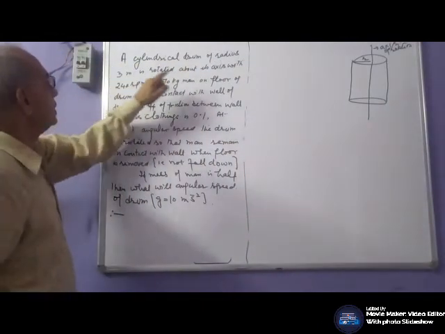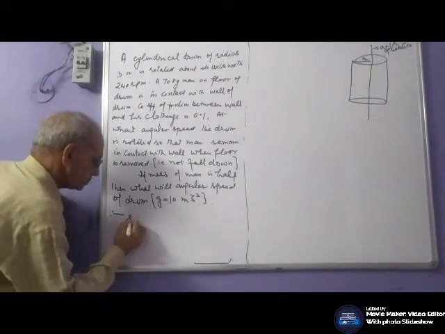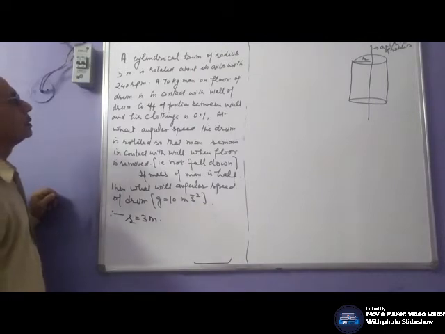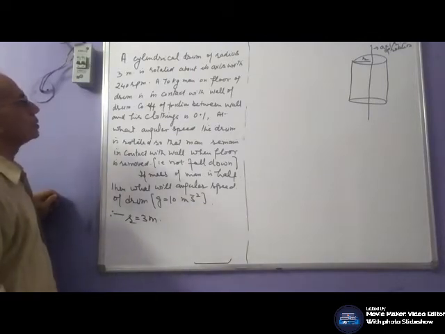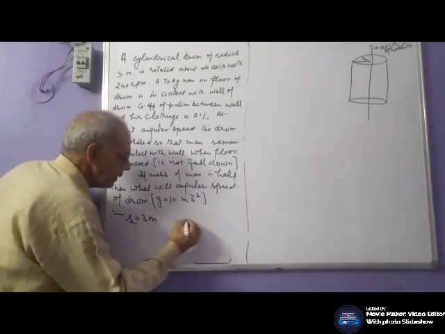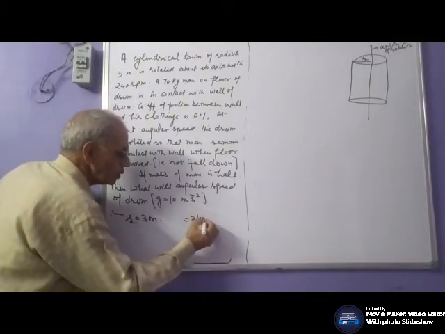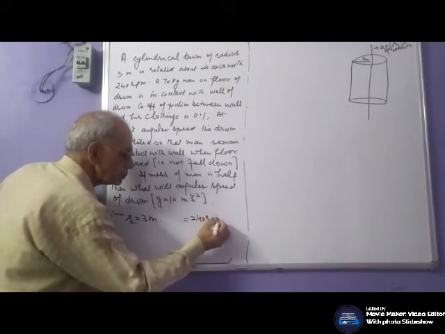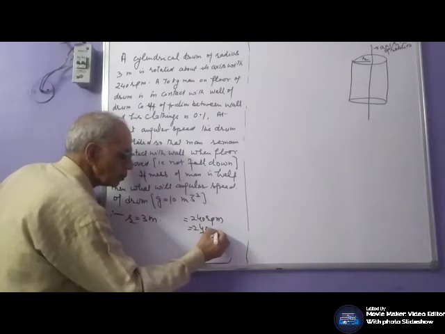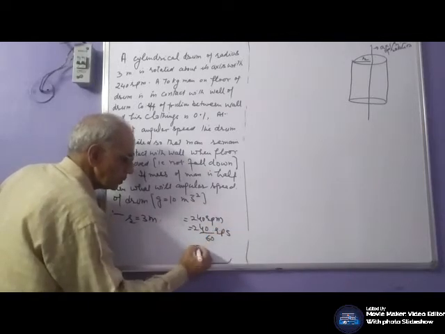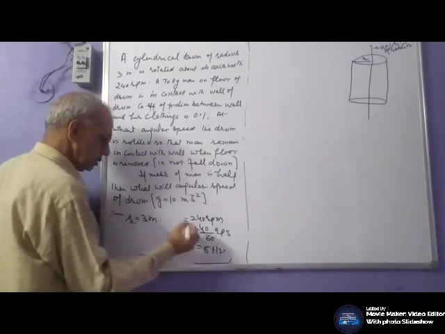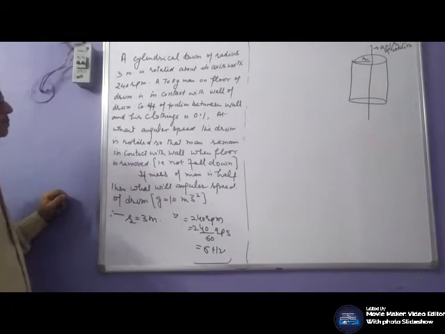A cylindrical drum of radius 3 meter is rotated about its axis with 240 RPM. 240 RPM means 240 by 60 RPS, which means 4 hertz. This is what? Frequency.